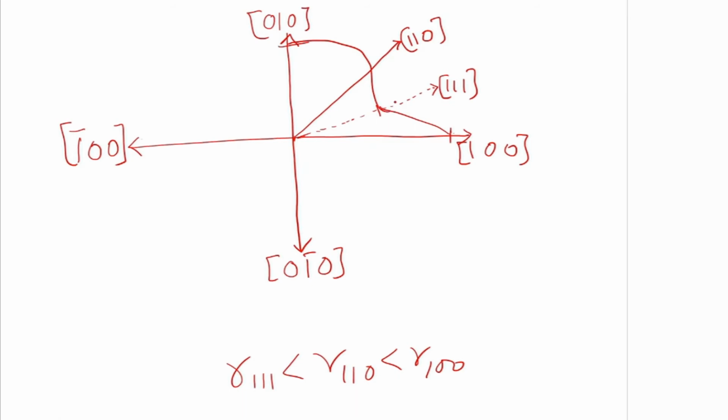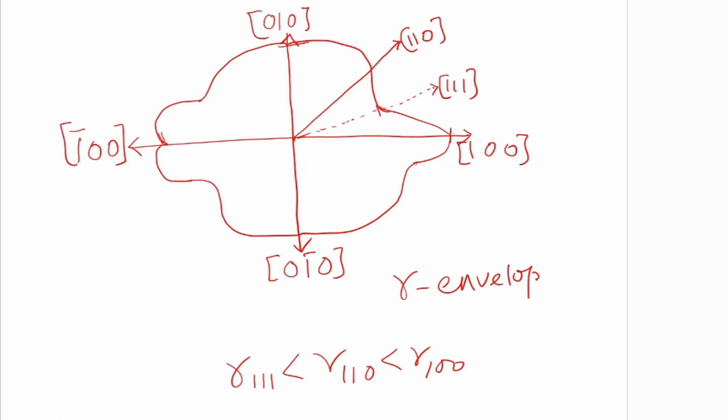So I make a plot like that, right? I can do it for everything. I can do it here also. So that's my gamma envelope in 2D for an FCC crystal. This is the gamma envelope. What does it indicate? It shows how gamma is varying as a function of orientation, theta. And this is known to us. Long back, this is known to us.